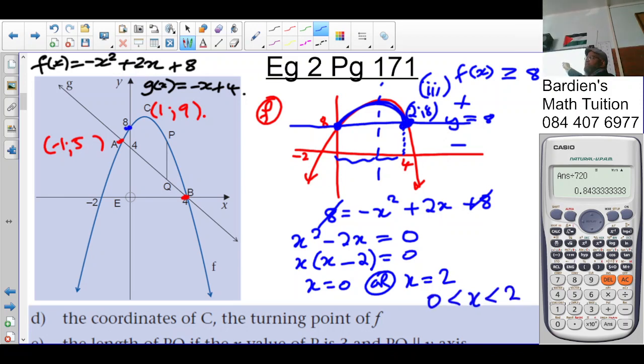You see there's an equal sign here. Is it equal at x equal to 0? Yes, it's equal to 8. Is it equal at the 2? Yes. So x has to be greater than or equal to 0, and x has to be less than or equal to 2.